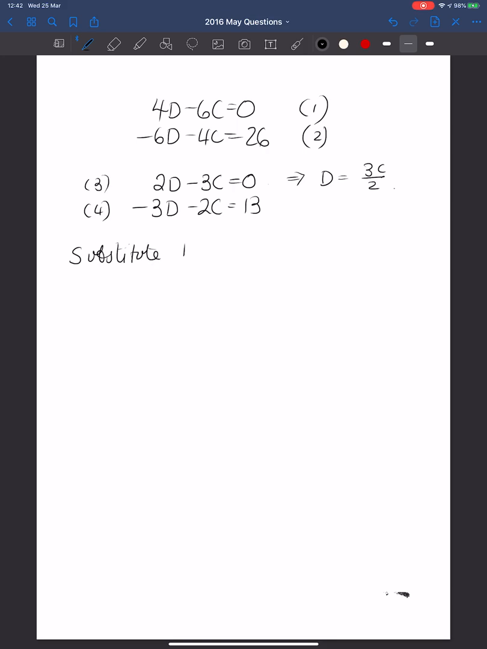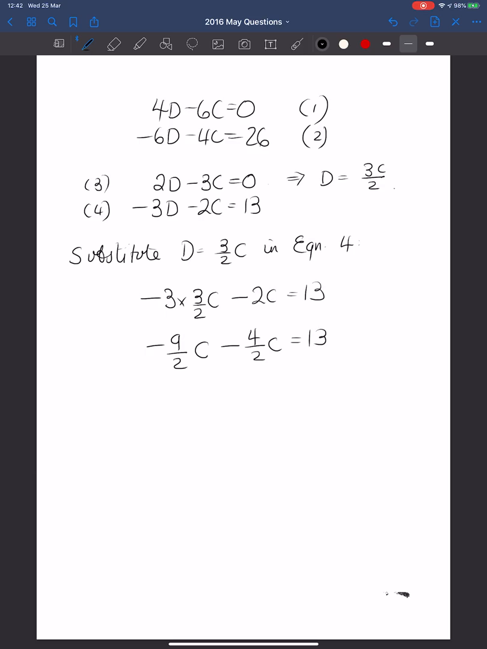Substitute d equals 3 over 2c in equation 4. And we get minus 3 times 3 over 2c minus 2c is 13. So minus 9 over 2c minus 4 over 2c is 13. Multiply everything by 2. Minus 9c minus 4c is 26. So we've got minus 13c is 26. So therefore c is minus 2.